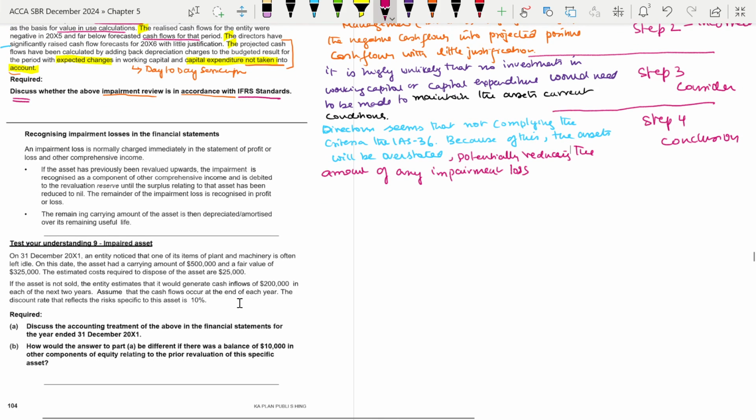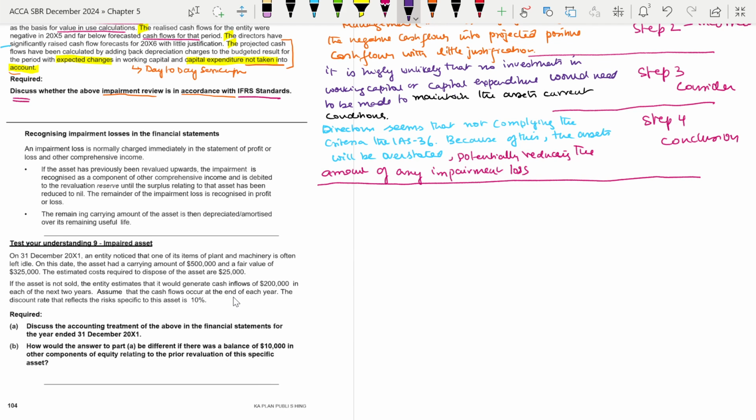Now, what are they saying? How are we going to take impairment into consideration? Recognizing impairment in financial statements: any impairment loss is charged immediately in the statement of profit and loss. Now, what are the conditions? If the asset has previously been revalued upwards, the impairment is recognized as a component of OCI and debited to the revaluation reserve.